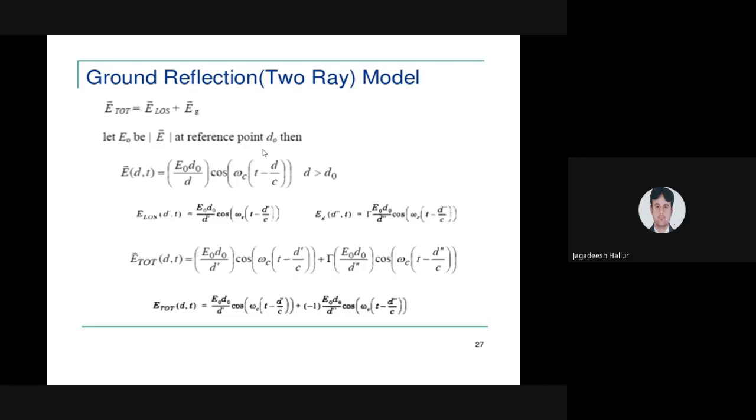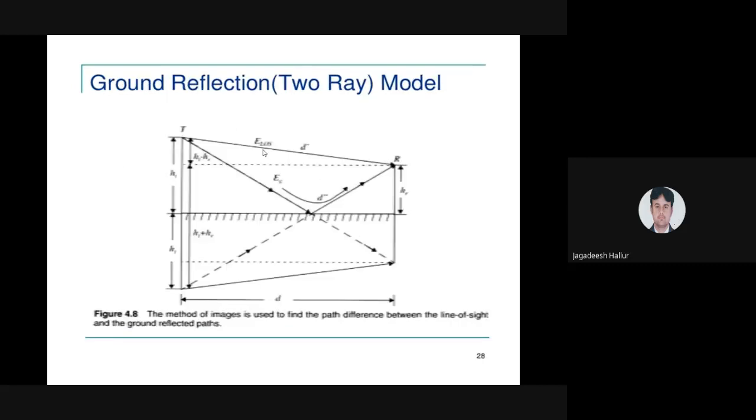One is the direct line of sight with respect to the total electric field, and for the ground reflected wave, we have the electric field of d double dash. Here we have taken the top and bottom of the reflected wave, the ground. That is the ground reflection or two-ray model. This can be calculated with respect to the height of the transmitter and the height of the receiver. We have two waves, one is a direct line of sight wave and one is a ground reflected wave.